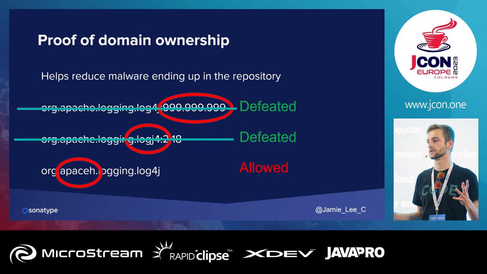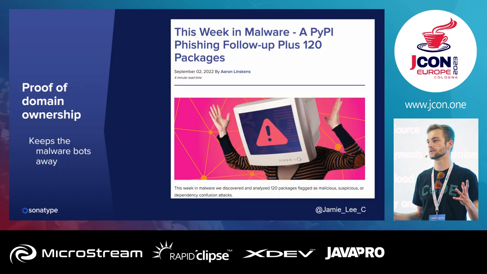But again, Sonatype scan everything that is uploaded to Maven Central with our commercial scanners. They are some of the best in the world, and I haven't seen malware in Maven Central in a very, very long time. So it looks like what we're doing is kind of working. Like I mentioned, proof of ownership is very important. Python is very, very bad at this. So out of all the malware we find, I would say 70% of it comes from Python. 20% comes from Node, and some comes from Ruby and a few other languages.